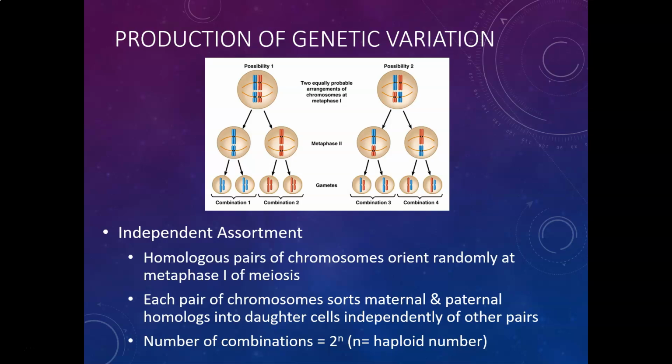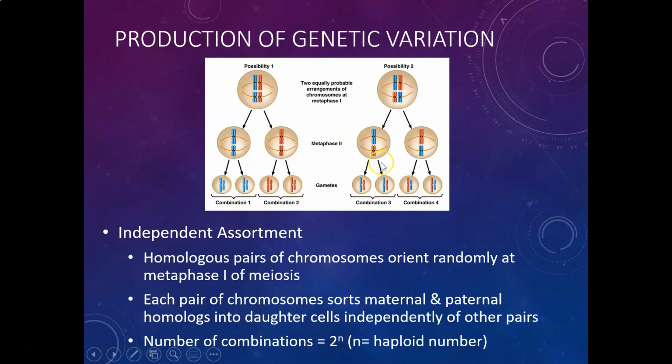So independent assortment, I've laid this out here multiple times, but let's make sure we have a clear understanding of what we're talking about. When we look at independent assortment, this really happens during metaphase 1. And it comes as a result of that tetrad formation and the fact that those tetrads then line up on the metaphase plate. And the way in which those homologous pairs orient themselves during this metaphase 1 stage really is random. There is no guarantee that all of my paternal information is going to go to the right and all of my maternal information is going to go to the left. They are completely independent of each other depending on how they line up.